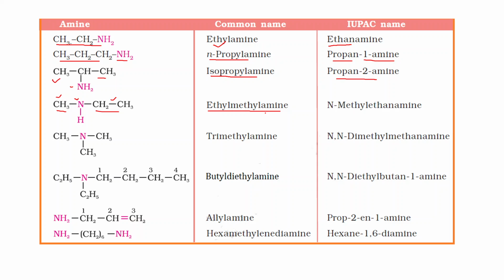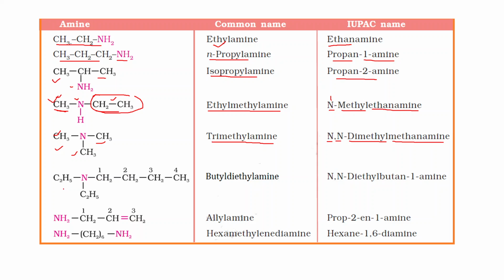But its IUPAC name is, now in this case, this ethyl group is larger and this methyl is smaller. That's why the smaller group is written like this, N-methyl. Why N? Because this methyl is attached to the nitrogen atom. N-methylethanamine. Now in this case, all three groups are the same. That's why this is trimethylamine, or the IUPAC name can be written as N,N-dimethylmethanamine.